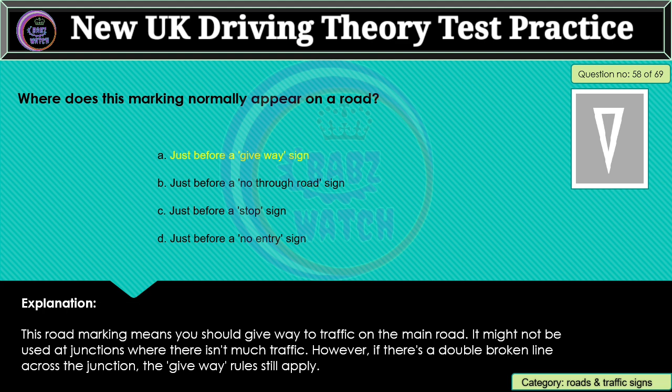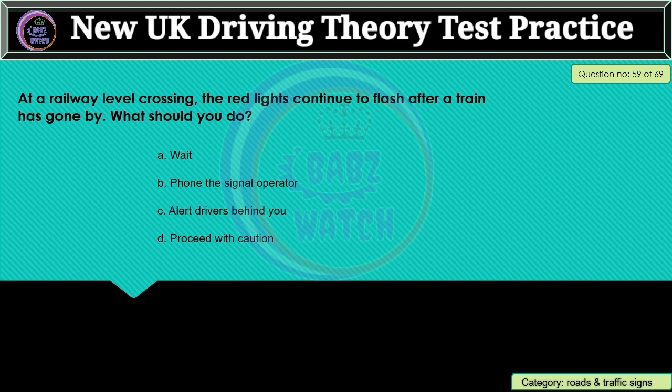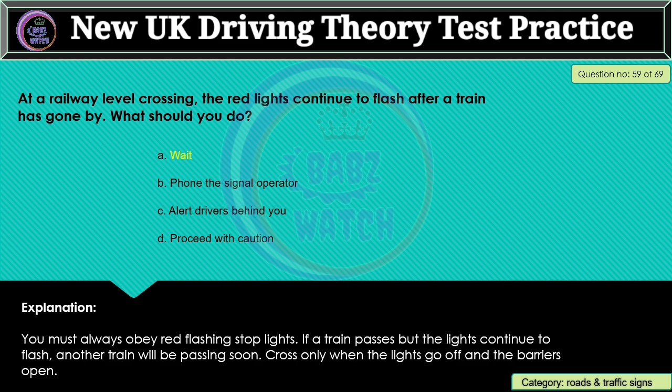Question 59 of 69. At a railway level crossing, the red lights continue to flash after a train has gone by. What should you do? A. Wait. B. Phone the signal operator. C. Alert drivers behind you. D. Proceed with caution. The correct answer is A.